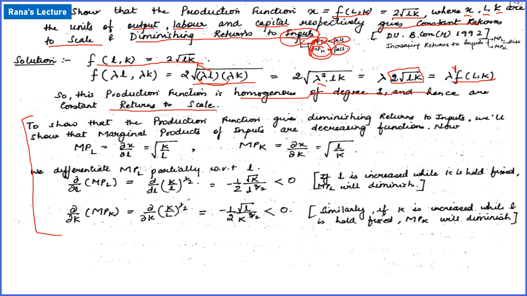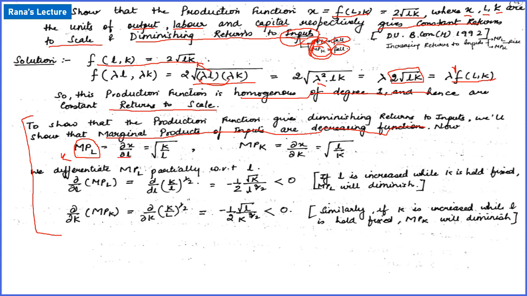To show that the production function gives diminishing returns to inputs, we will show that the marginal products of inputs are decreasing functions. और हमने ये already किया है कि decreasing functions कैसे prove करते हैं. जब हम इन MPL और MPK का first derivative निकाल देंगे और इसको less than 0 prove करेंगे, तब ये prove हो जाएगा कि ये लोग decreasing functions हैं. सबसे पहले तो हम MPL निकालेंगे, right? MPL, जहां पर आपका k constant हो जाएगा, that is delta x by delta L.